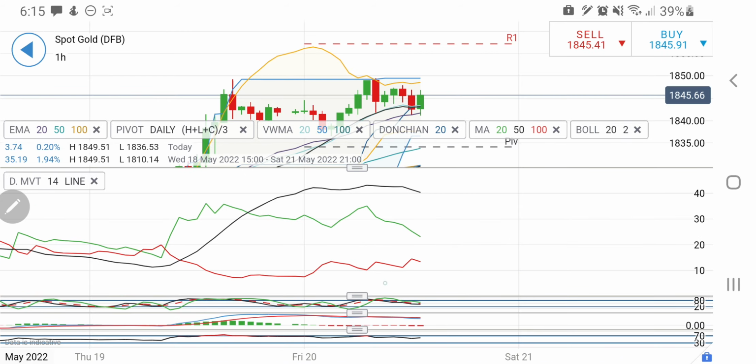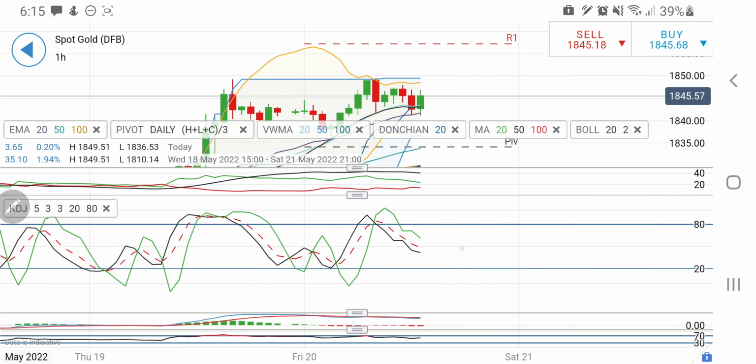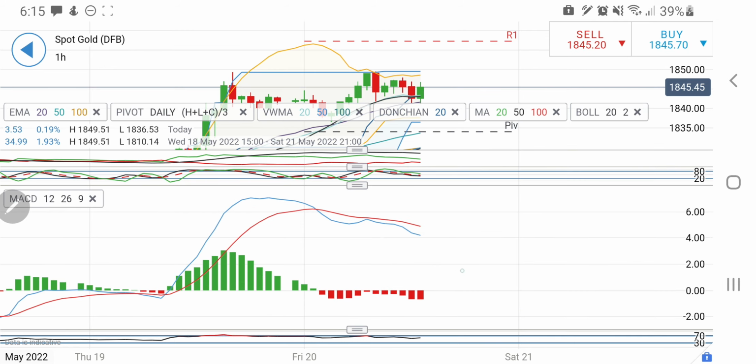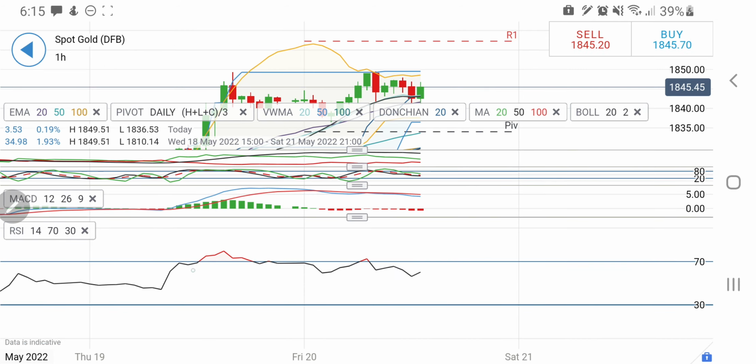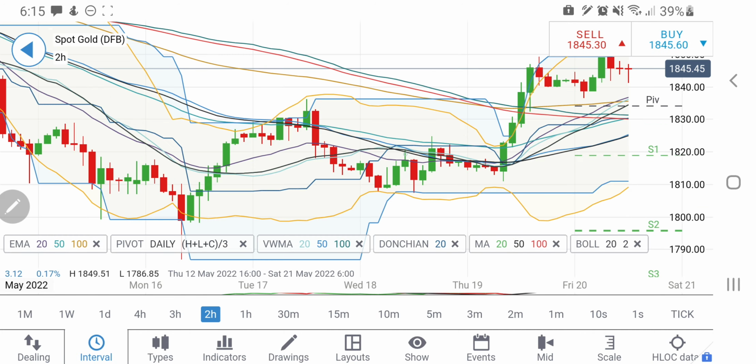Now look at the directional movement: it is bullish, but it is trying to converge and enter a slightly bearish mode. Stochastic is looking downwards on the hourly charts. MACD is also on the sell side, and RSI is looking flat, looking downwards. Now look at the 2-hour charts.